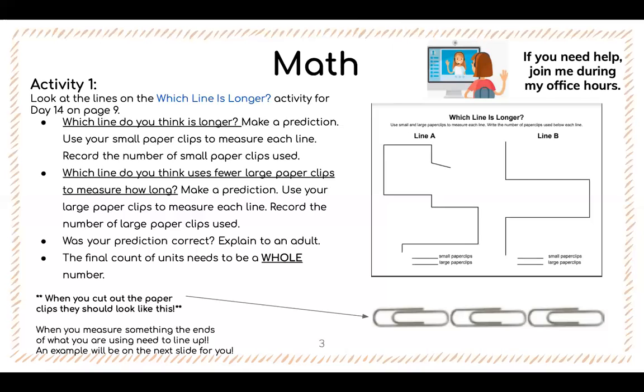When you give a final count of units, your final number for the small paper clips and large paper clips for each line, it needs to be a whole number. For example, it cannot be 2.5 paper clips. It would need to be 3 paper clips. Make sure your final count is a whole number.